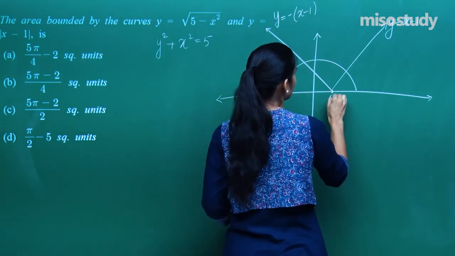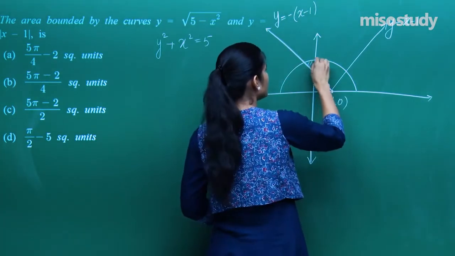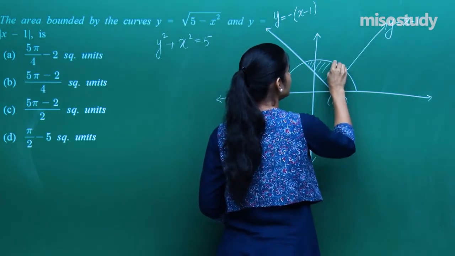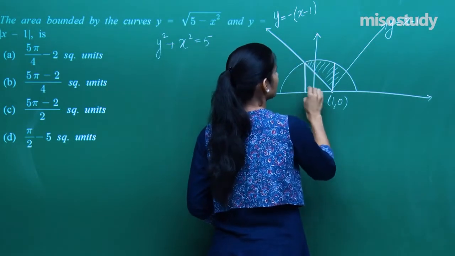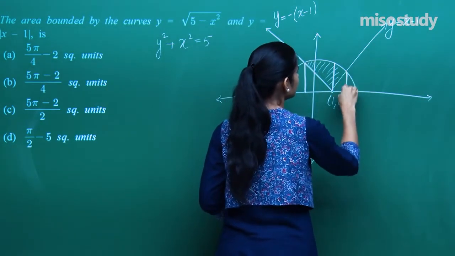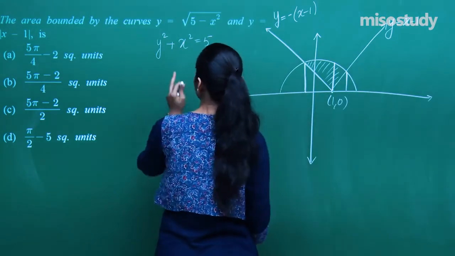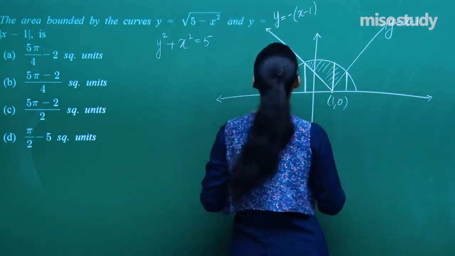This point is 1, 0. The target is to compute this area. Now this area can be divided into two parts, from here to here and then from here to here. What are the intersection points? Let's see. So y is x minus 1.